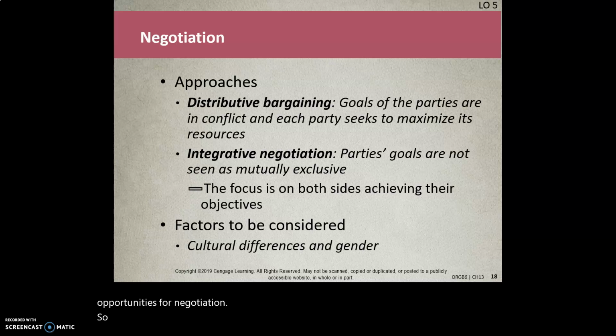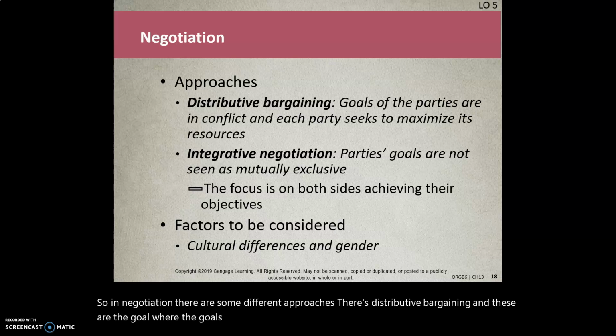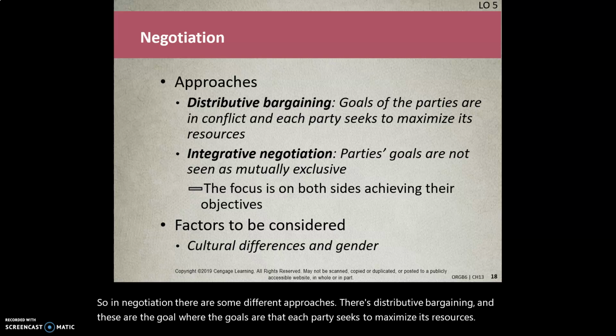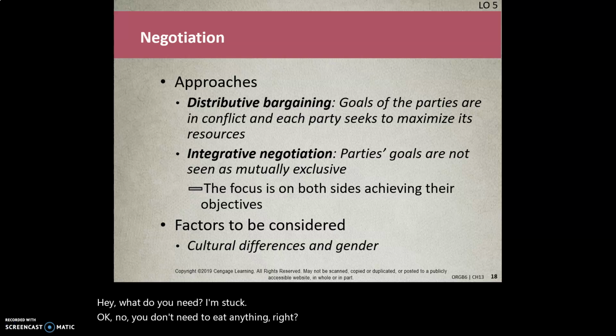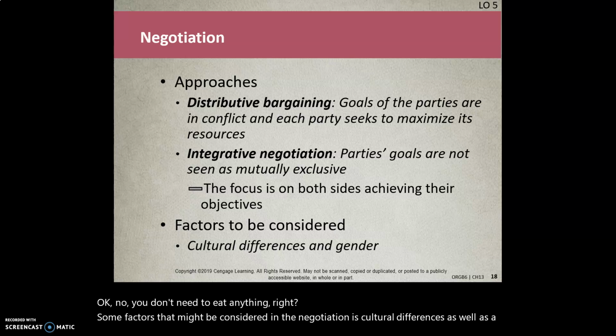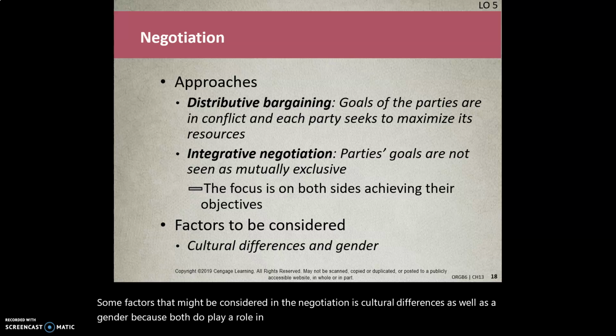So in negotiation, there are some different approaches. There's distributive bargaining, where the goal is that each party seeks to maximize its resources. And then in integrative negotiation, the goals are not seen as mutually exclusive, and the focus is on both sides achieving their objectives. Some factors that might be considered in negotiation are cultural differences as well as gender, because both do play a role in our negotiation styles.